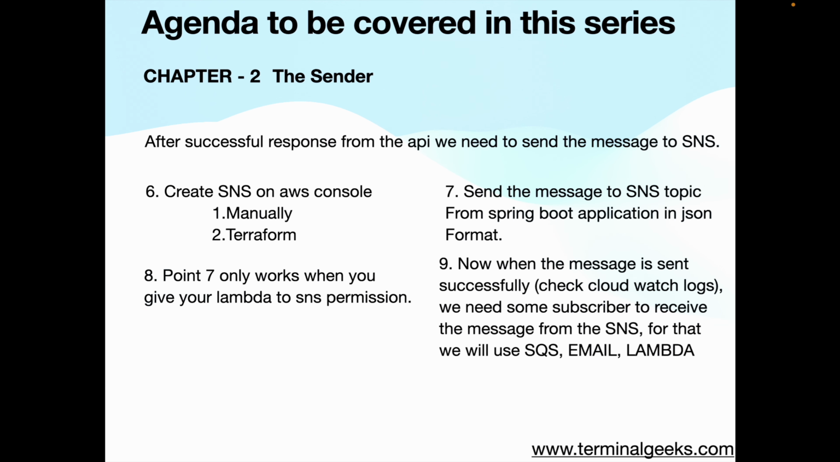And now the message is sent successfully. We will check the CloudWatch logs to see whether it was sent successfully or not. We need some subscriber to receive the message from SNS, right? You have sent the message on the SNS. Now who is going to subscribe to it? For the subscribers in this series we will use SQS, we will use emails, we will use Lambda. So these three subscribers we are going to use in this series.